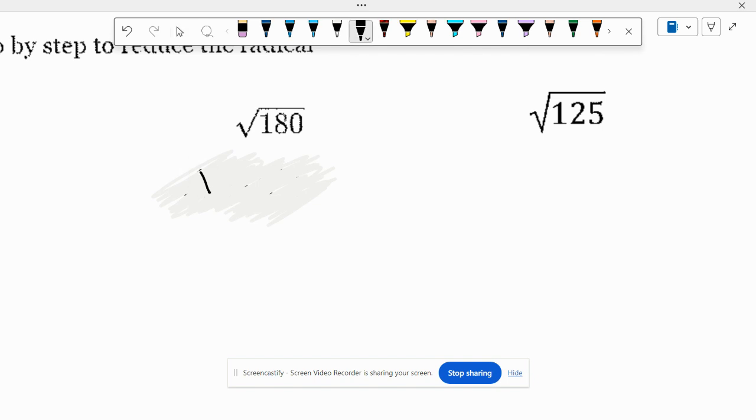Okay, so I'm going to write it as a product. 9 is a perfect square, so I'm going to put that first. So I have the square root of 9 times the square root of 20. Okay. Someone tell me, what is the square root of 9? It's 3. The square root of 9 is 3.